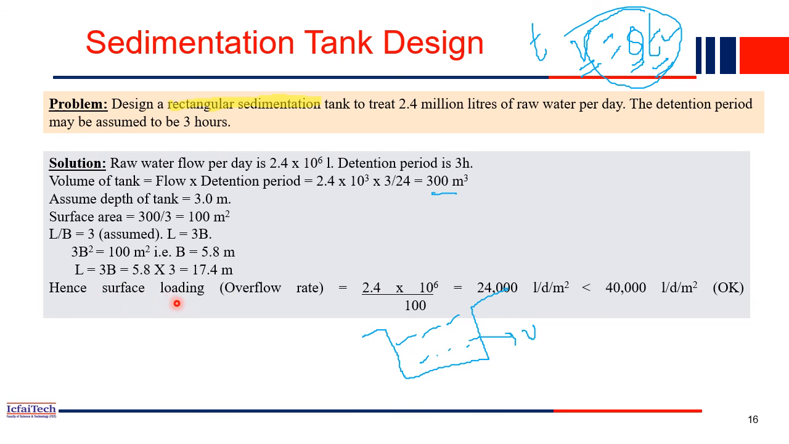Now we have to check how much the surface loading is. Surface loading, already we know how much water we are treating, right? So that divided by the surface area of this sedimentation tank. The surface area of the sedimentation tank is how much? Surface area is 100. So total this much water we are purifying, divided by 100. This comes out to be 24,000 liter per day per meter square, basically. That is our overflow rate, and which is less than 400, right?